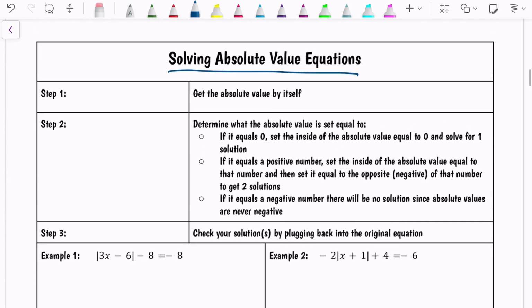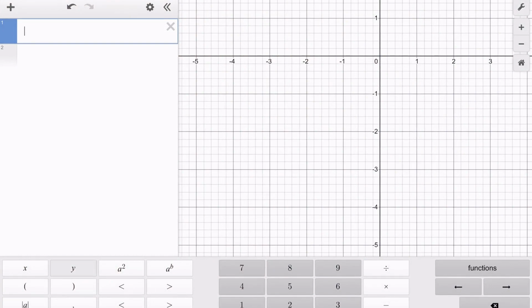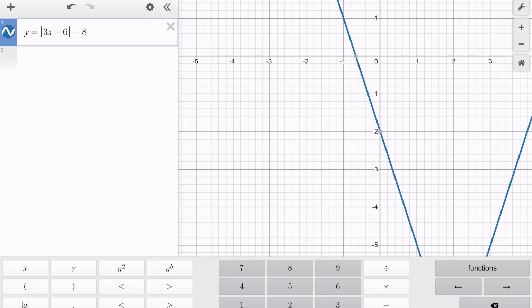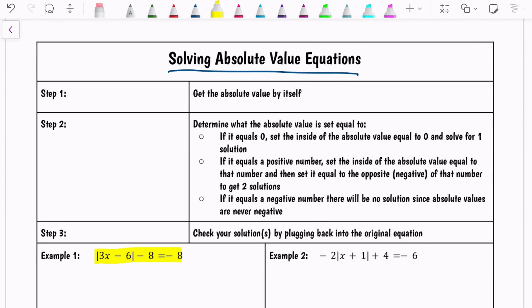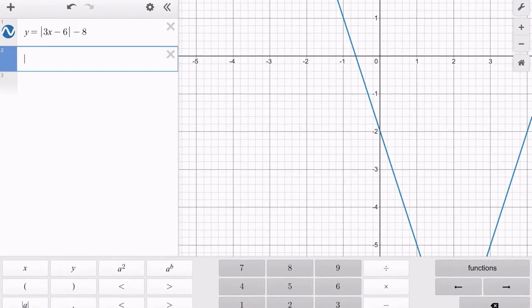I have some beautiful notes up here about the solutions of absolute value equations, but like I said, you don't have to know anything about math to get this question right. So I'm going to use this first example, and I'm going to type it into Desmos or any graphing calculator, but I'm a Desmos fan. So I'm going to go to Desmos, and I'm going to type in y is equal to the absolute value of 3x minus 6. I think it was minus 8 on the outside. It was. And then I'm going to do y equals the right side, which was negative 8.